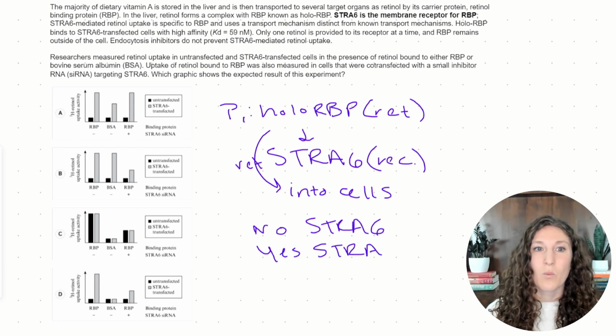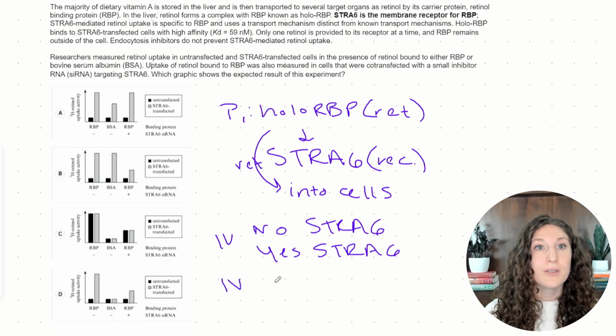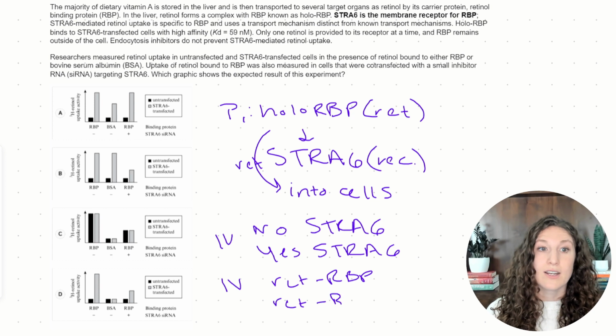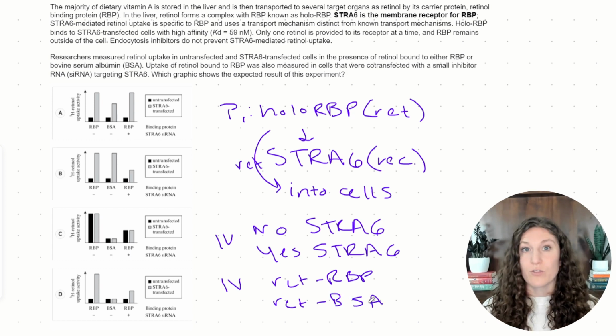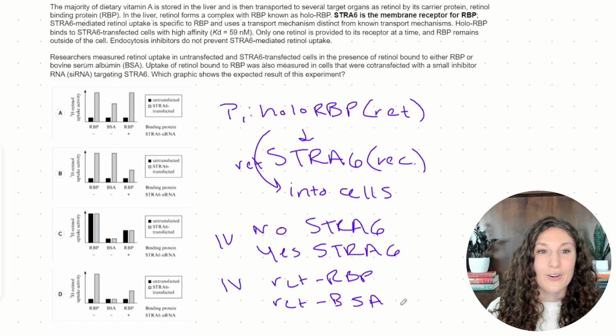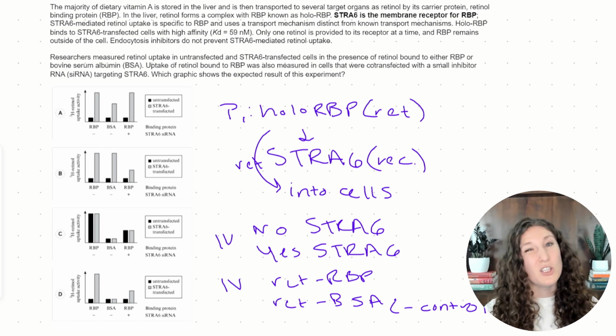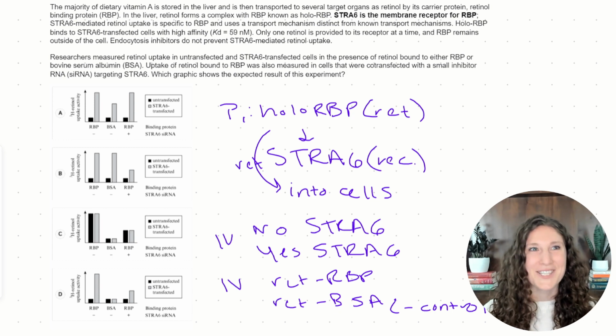So we've got those as one set of independent variables. This is what we're manipulating. The second set of independent variables is whether or not we have retinol bound to RBP, which is its transporter, or if it's bound to bovine serum albumin. Now, bovine serum albumin, just for your information, is a typical protein that we see in blood, and it often is a carrier protein, but it's not going to do any specific action. So what they're using it for here most likely is a negative control, where we're not expecting any kind of binding or uptake to occur for this BSA. That's usually the case unless we're actively studying bovine serum albumin.